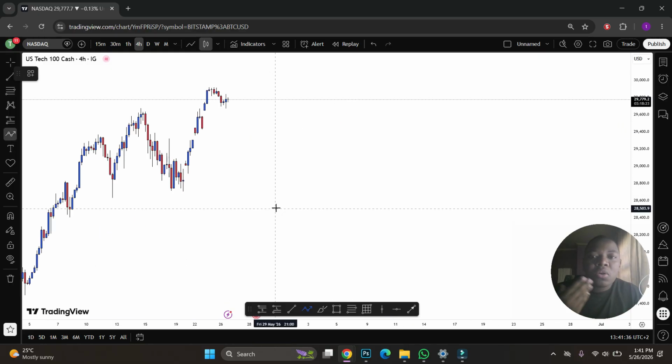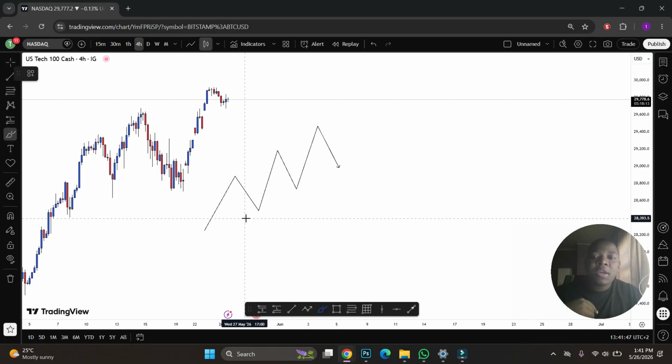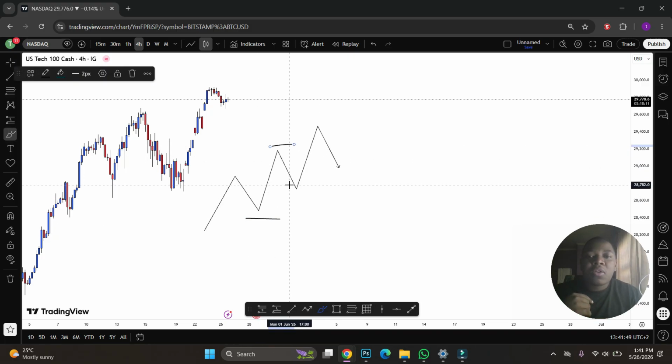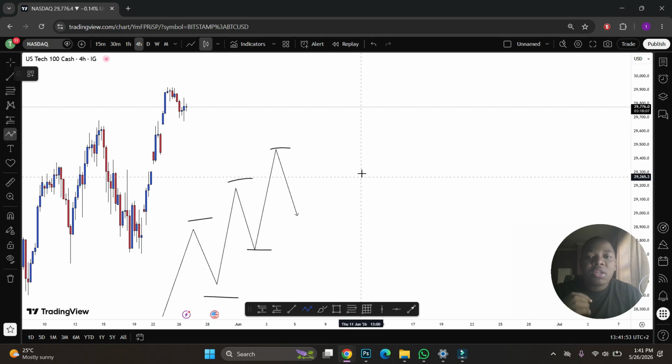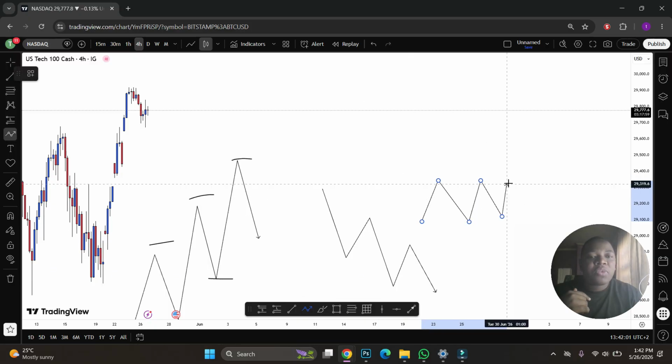You can Google this, you can go online, you can look it up. Market structure, Dow theory, and all of that. If price is in an uptrend, we want to see price giving us what? We want to see price giving us higher highs and higher lows. If price is going in a downtrend, we want to see price giving us lower lows and lower highs. If price is consolidating, we don't enter the market.